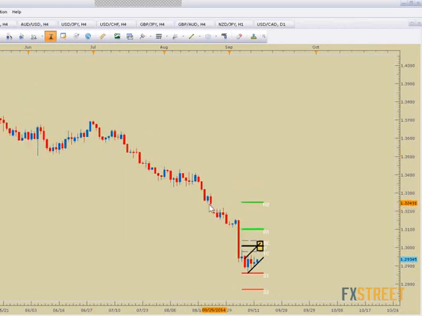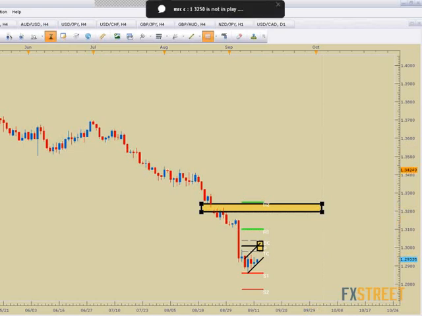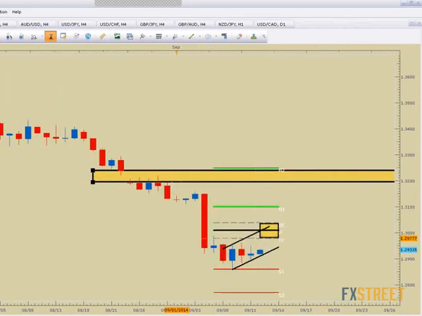Net-net, I think this R2 adds very good resistance because we had a gap there that often acts as strong resistance in an uptrend. It's a good question. But as of now, 130 is the resistance that I'd be looking at.